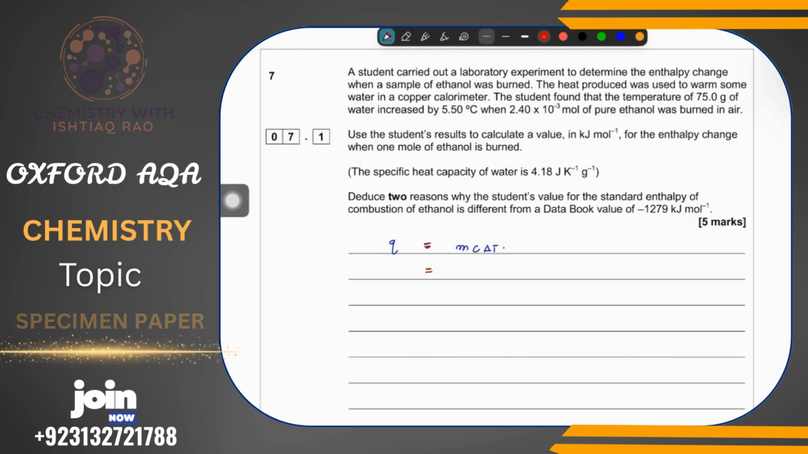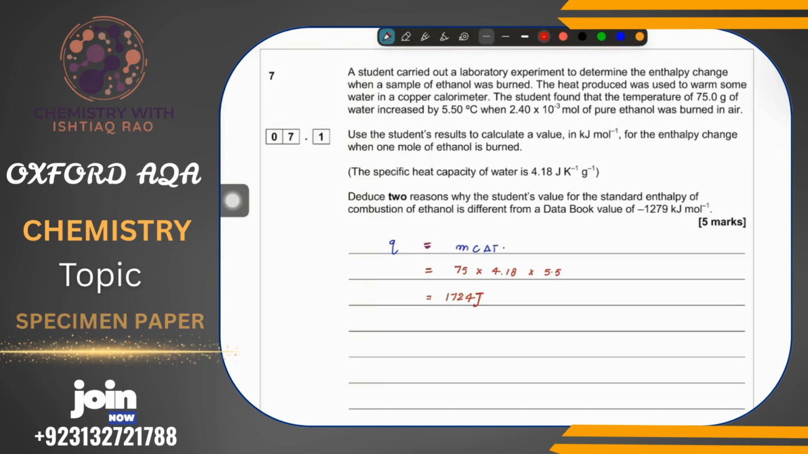So temperature change T is 5.5, and mass is 75. Specific heat capacity C is 4.18, and this is 5.5. What's the value? 1724. It's in joules.